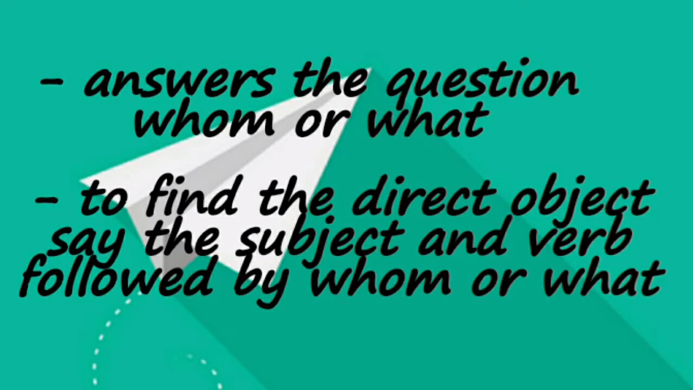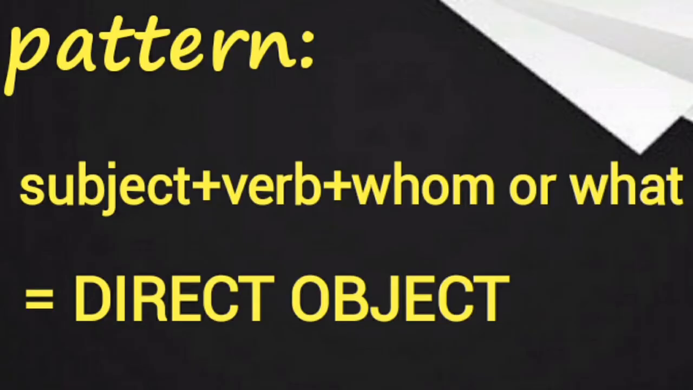To find the direct object, say the subject and verb followed by whom or what. The pattern in finding the direct object is subject plus verb, it should be an action verb, plus whom or what equals direct object.